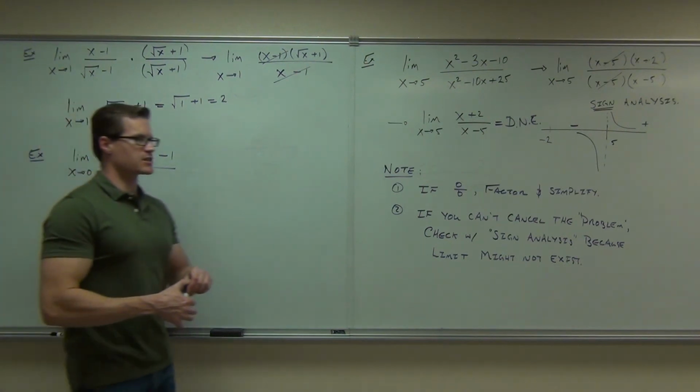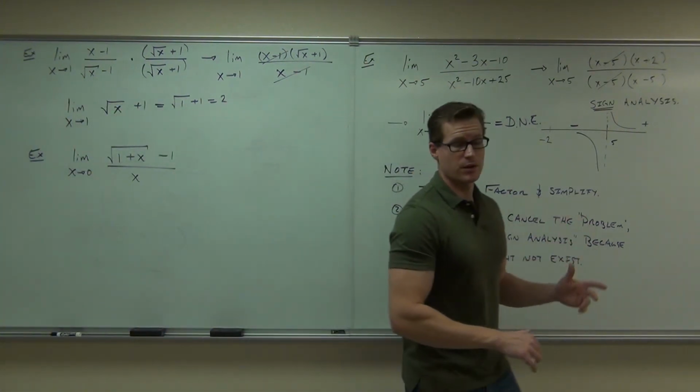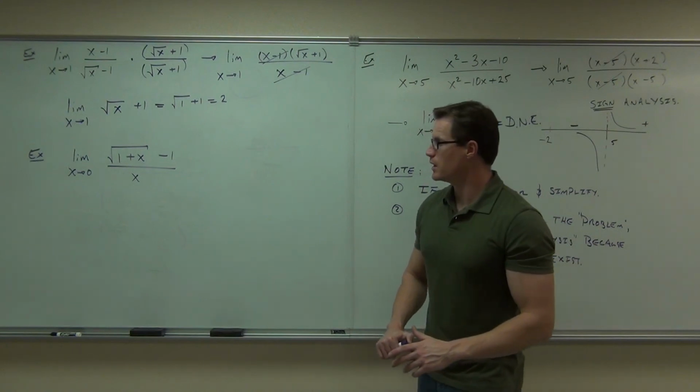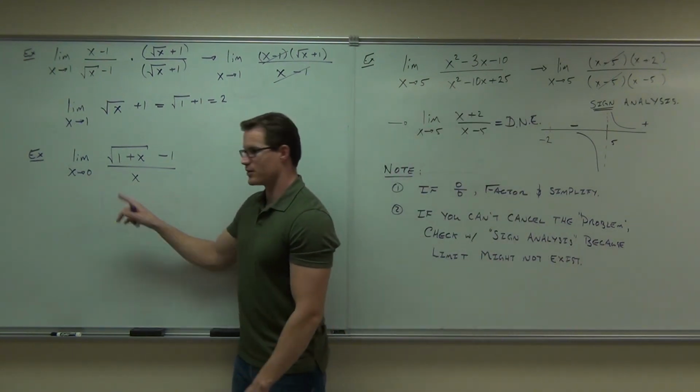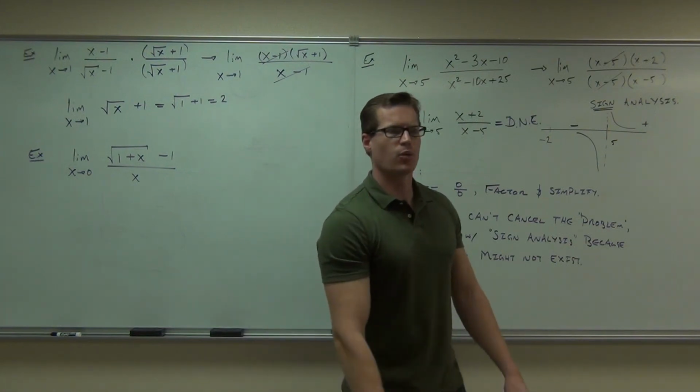So limit as x approaches 0 of the square root of 1 plus x minus 1 over x. Are you going to have an issue here? Yeah, I mean straight up we're going to 0 over 0. That's a problem. So what could you possibly do?